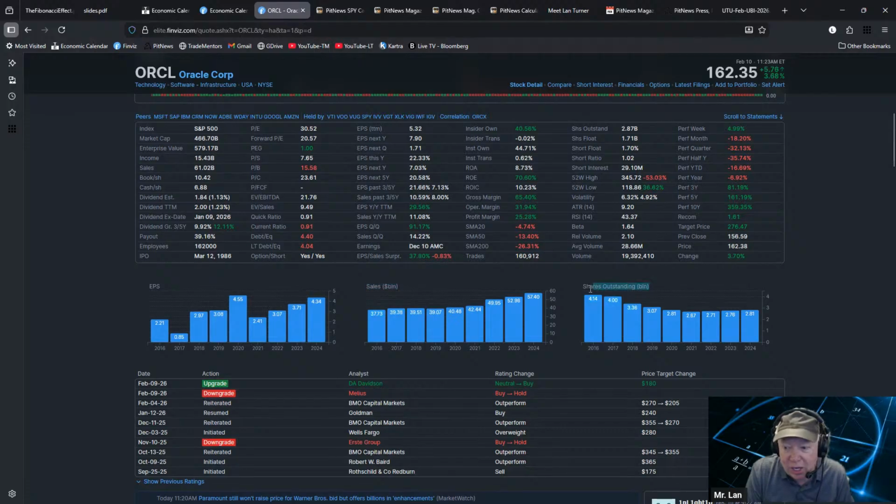And shares outstanding. And this, I don't like to see shares outstanding going down. That means they're buying their shares back. Now, they haven't done that for 1, 2, 3, 4, 5 years. So they're not buying shares back anymore. And that's good. I don't like them buying their shares back. Now, if you own a whole bunch of Oracle, you do want them to buy the shares back.